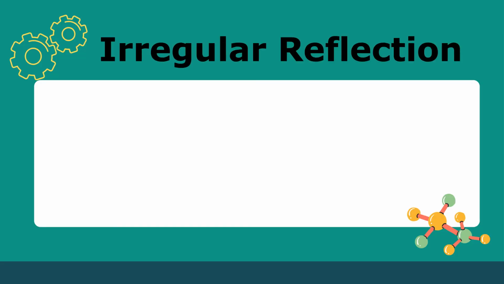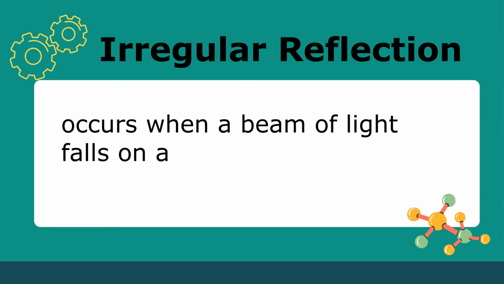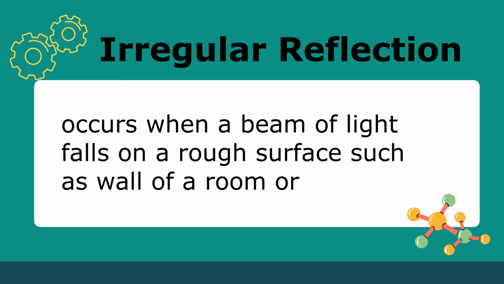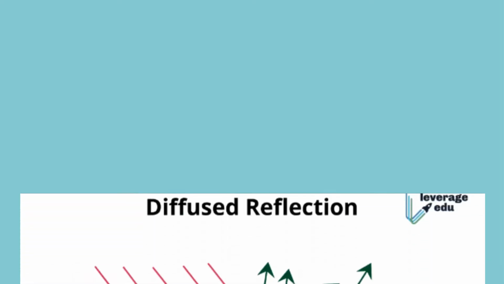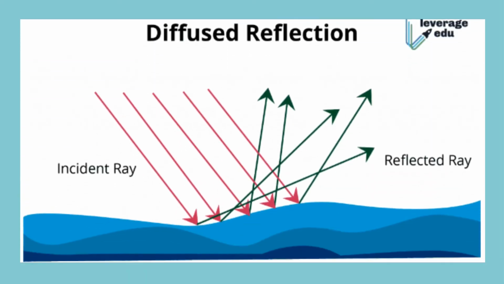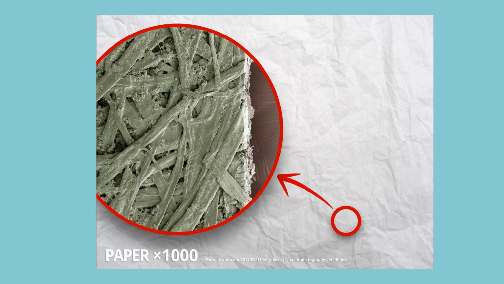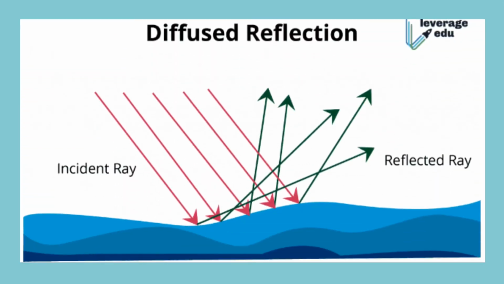Irregular reflection occurs when the beam of light falls on a rough surface such as the wall of a room or a paper. When the parallel beam of light falls on a surface like paper, the light scatters in different directions. Because the surface of a paper, in a microscopic view, is definitely rough, the angle of reflection will also be different, and this is why all the light is scattered in different directions.